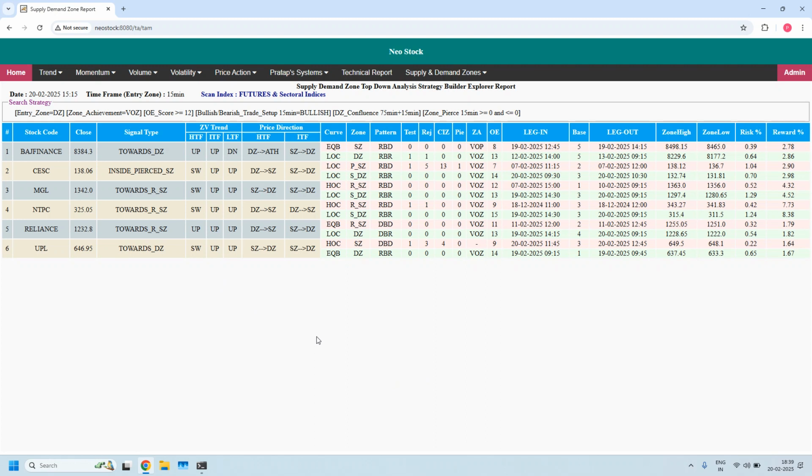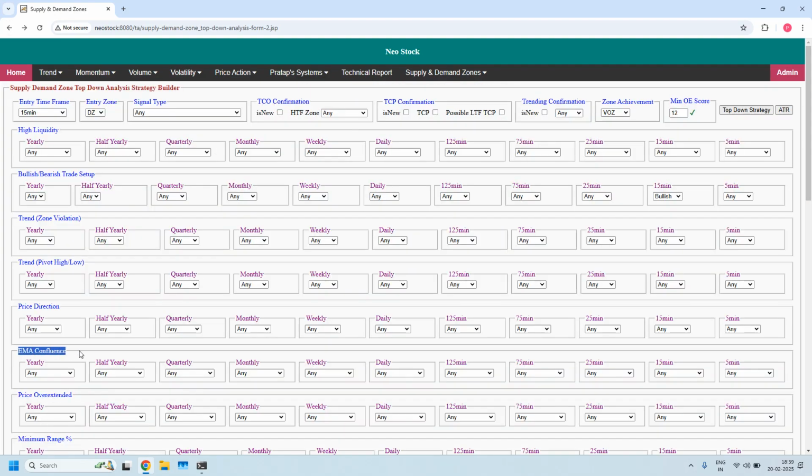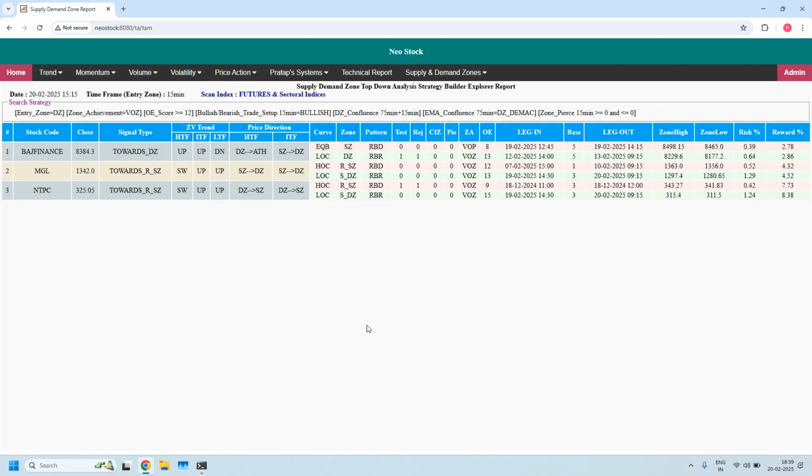So if 75-minute demand zones have daily EMA confluence, then these 15-minute demand zones have an even higher probability of success, because these 15-minute demand zones are overlapped with the 75-minute demand zone. So let's verify. In the EMA confluence at 75 minutes time frame, I'm setting the filter: 75-minute demand zone having daily EMA confluence or not. So with this filter, we got 3 stocks. So these 3 have an even higher probability of success.